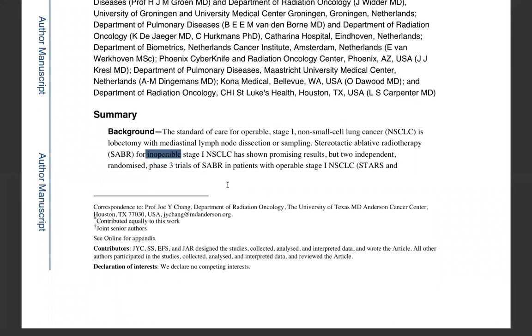SBRT has a role only in inoperable cancers. Yeah, SBRT is for inoperable cancers. Okay. Now, what makes a cancer inoperable? When it is close to some vital structures and we cannot resect.